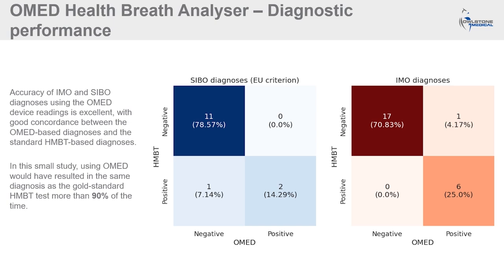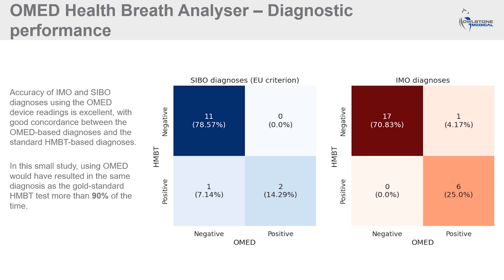SIBO stands for small intestine bacterial overgrowth, and IMO stands for intestinal methanogen overgrowth, and both are pathologies rooted in microbial overgrowth in the GI tract. The test works like this. The patient is asked to follow a specific diet beforehand and fast overnight. Then a baseline reading is taken, after which a substrate is ingested, which is usually lactulose. And then 9 additional readings are taken at intervals of 15 minutes.